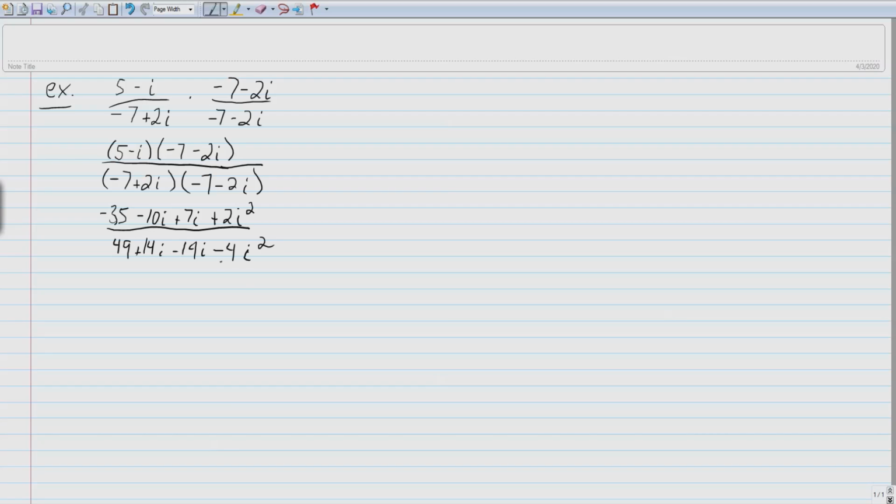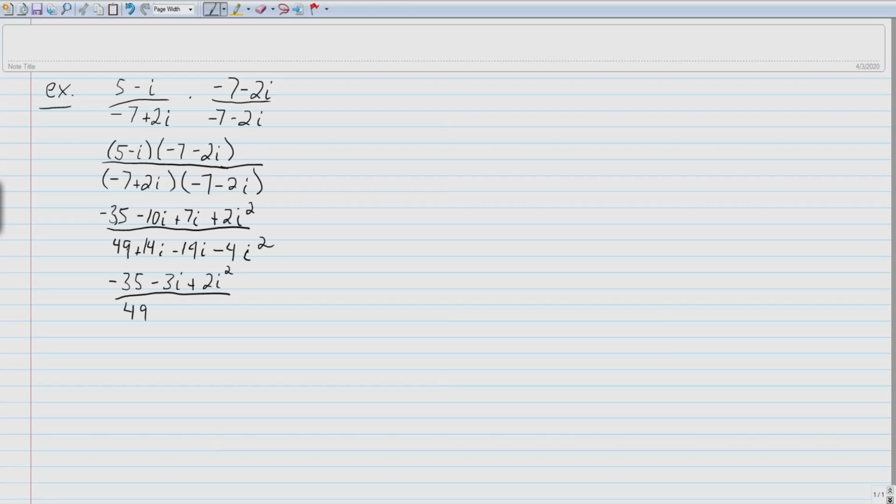This time around, you can also multiply with distributive property as well and get the same results. The numerator can be simplified by combining some like terms. Negative 10i and 7i are like terms. Combined, they make negative 3i. And i squared is negative 1. We're going to use that in a moment.